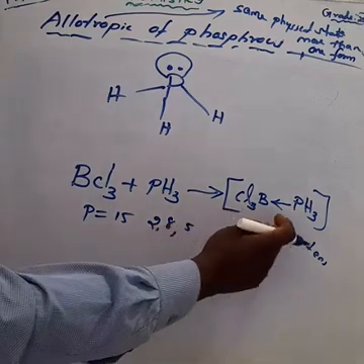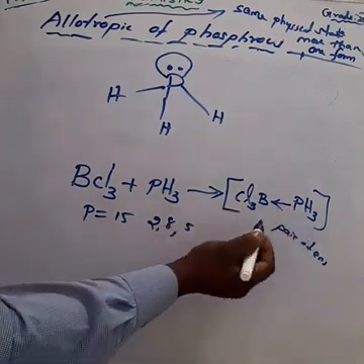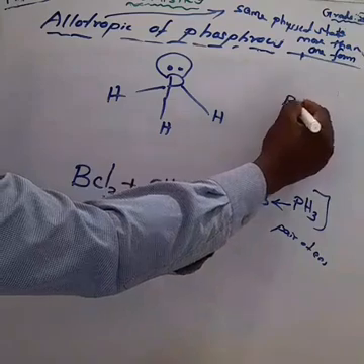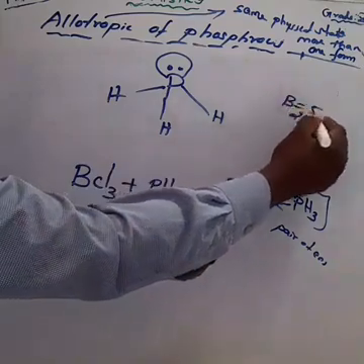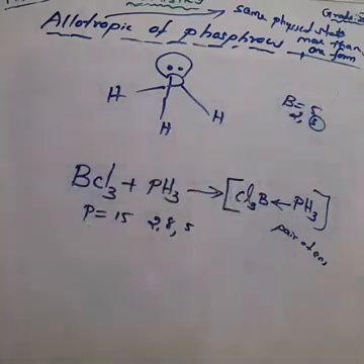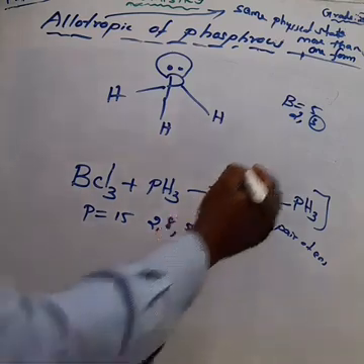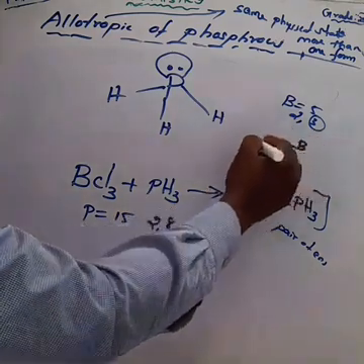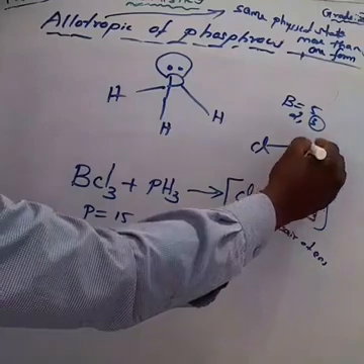BCl3 means boron trichloride. What is the atomic number of boron? Boron is equal to 5. In the first shell we can accommodate 2 electrons, and in the second shell 3 electrons. So boron is bonded with 3 chlorine atoms. That is B, Cl, Cl, Cl.